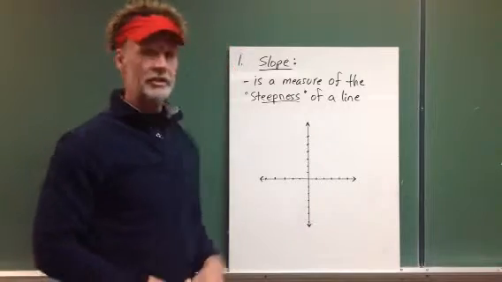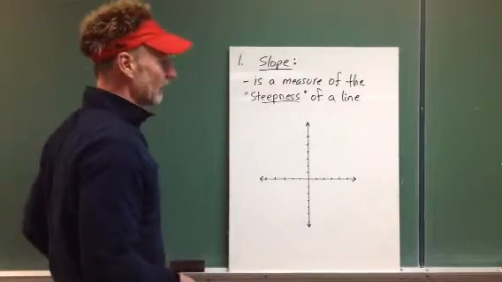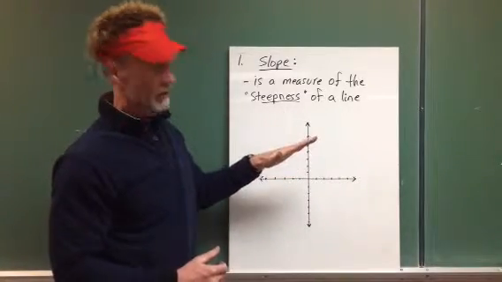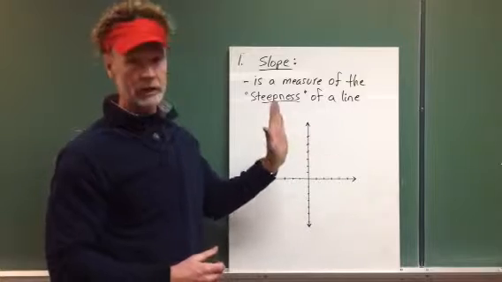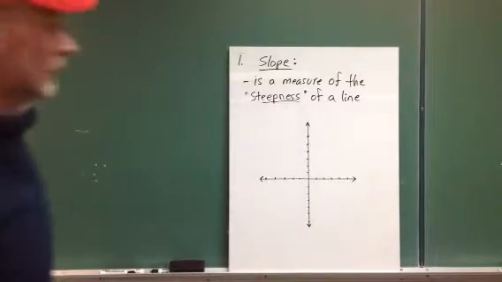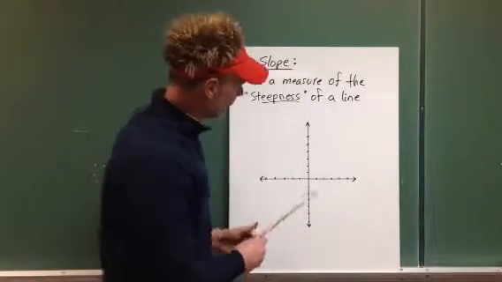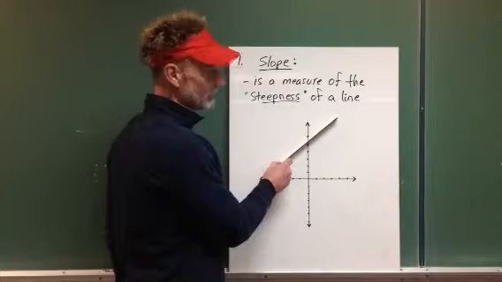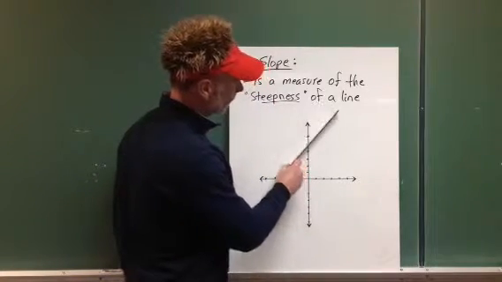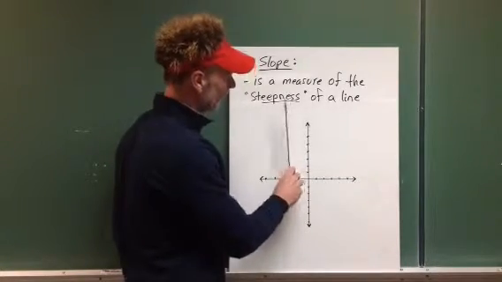First of all, slope is just simply the measure of the steepness of a line. So we can have all sorts of lines being steep and not so steep, flat, vertical, and so on. We'll be talking about that right now. I'm going to use this ruler to represent a line. Not very steep, steeper, steeper, flatter, flatter, flatter, horizontal, vertical.